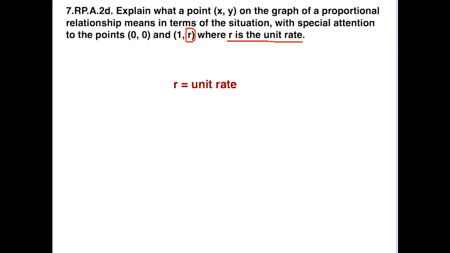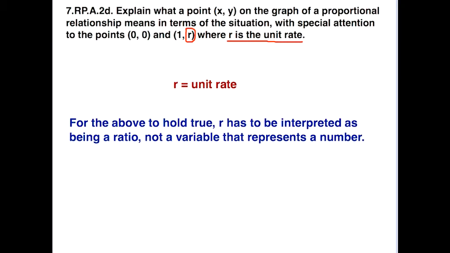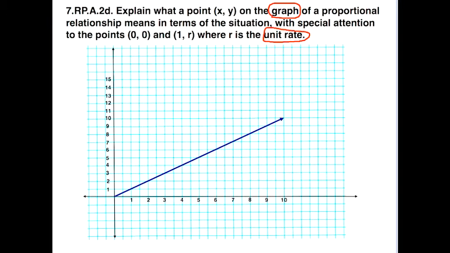Again, what happens here is that if r is the unit rate, for the above to hold true, well, r has to be interpreted as being a ratio, not a variable that represents a single number. Now let's go back and look at graphs and this idea of unit rate. For this first example, notice that we have the point (1, 1). So that is the slope, but it's also the unit rate since the denominator is 1.